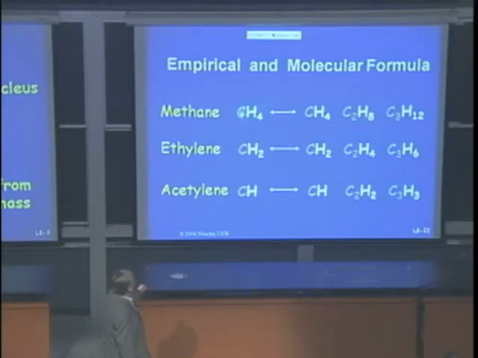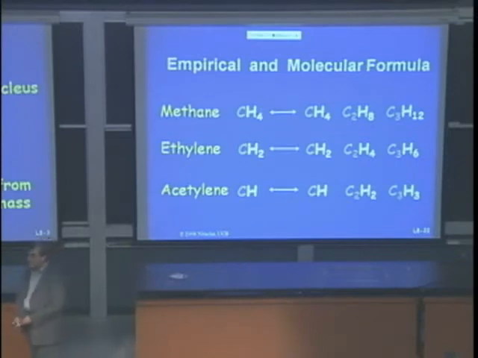So for example, methane would have a carbon to hydrogen ratio of 1 to 4. Ethylene would have a carbon to hydrogen ratio of 1 to 2. Acetylene would have a carbon to hydrogen ratio of 1 to 1. But I know these are not the molecular formulas. So how would you get the molecular formula?